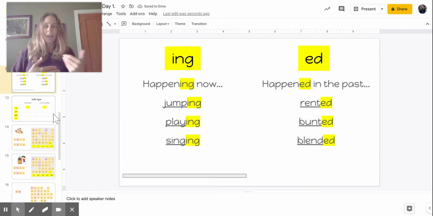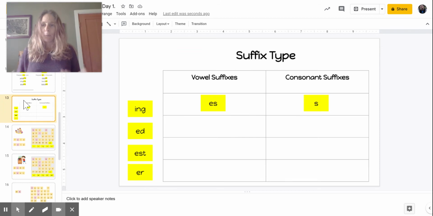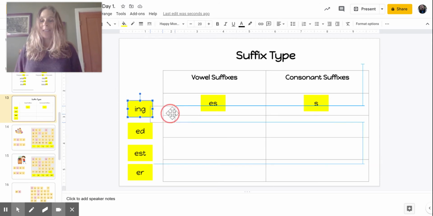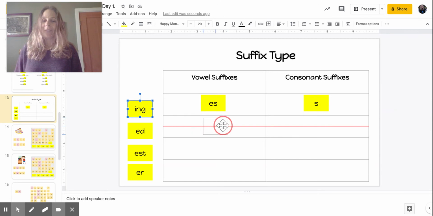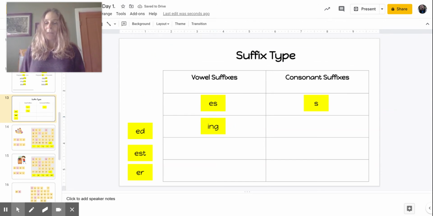Now, before we look at a few more words and do some practice, let's take a look at what kind of suffix type we have. So remember, we have vowel suffixes and consonant suffixes. Let's take a look. ing. It starts with the vowel, so you are correct if you said it is a vowel suffix. So I'm going to put it under our vowel suffix chart or section.